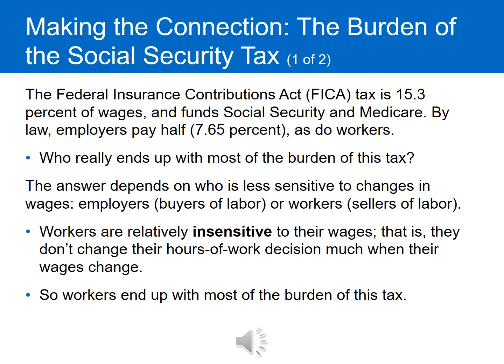Now let's look at one final example about how taxes impact market and equilibrium. And we'll look at the burden of the Social Security tax. With the Federal Insurance Contribution Act, FICA, the tax is 15.3% of wages, and it helps fund Social Security and Medicare. By law, employers pay half and workers pay half of that 15.3%. And that's taken out of your paycheck. Every single paycheck you receive, you get that tax taken out.